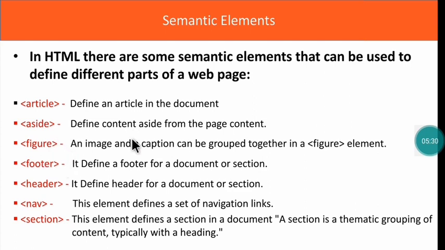Next is the figure tag. By using this figure tag, we can place any image in the web page. It can be grouped together in a figure tag element. The figure tag specifies self-contained content like illustrations, diagrams, photos, code listings, etc. Means if you want to put a photo in the web page, place a diagram, or put a code listing in the web page, you can use a figure tag to display it on the web page.